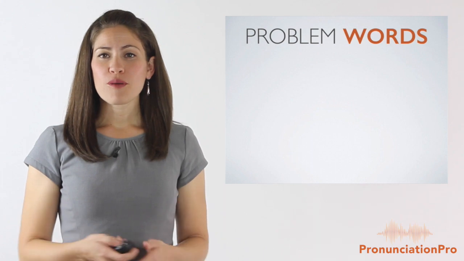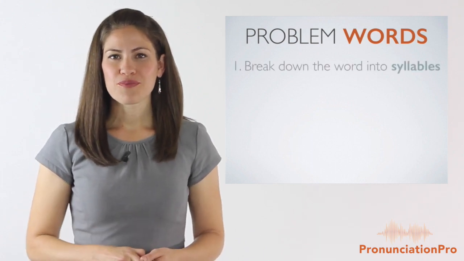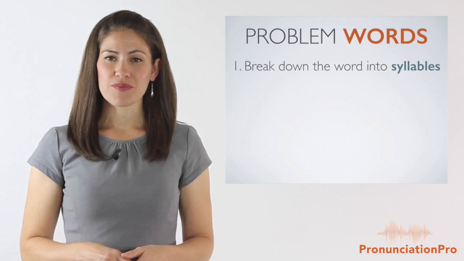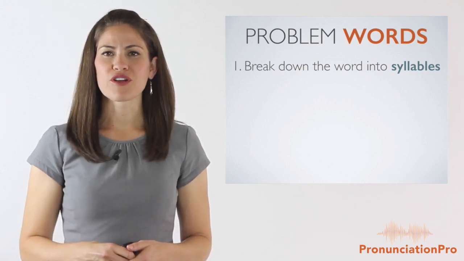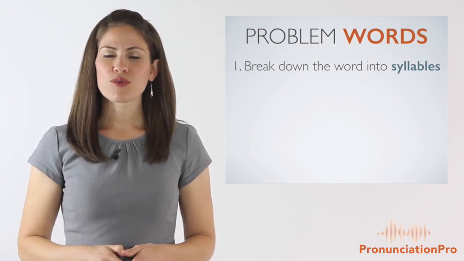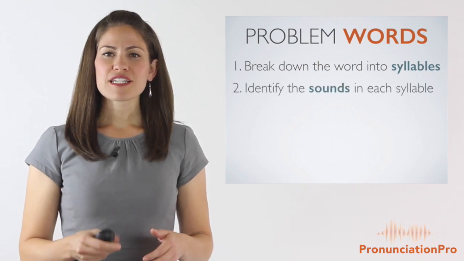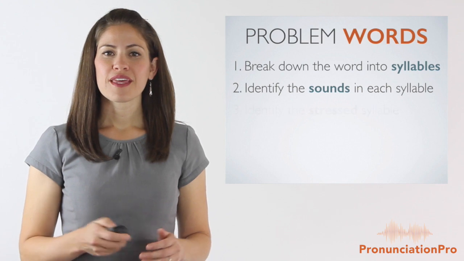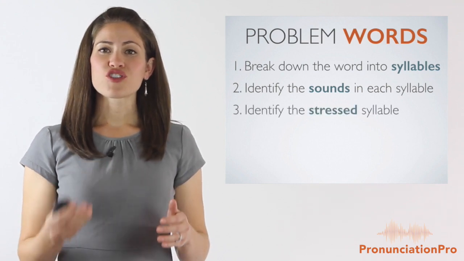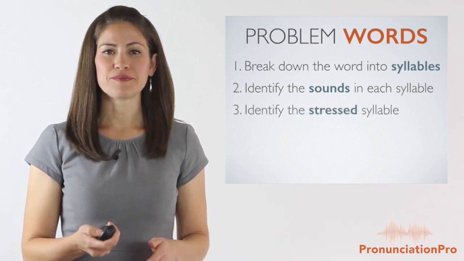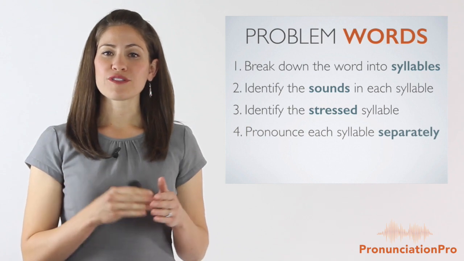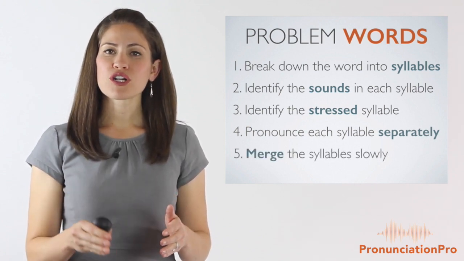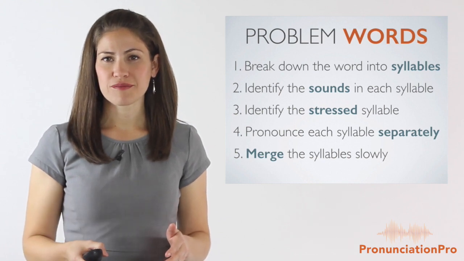All right, so for problem words, here's what I want you to do. First, I want you to break down the word into syllables, and we'll be going through these steps together. Next, we're going to identify the sounds in each syllable. Then we're going to identify the stressed syllable in the word. We're going to pronounce each syllable separately. And then we're going to merge the syllables slowly together.